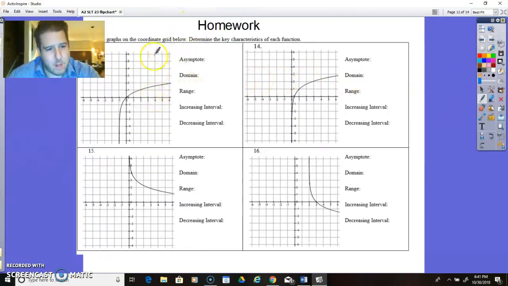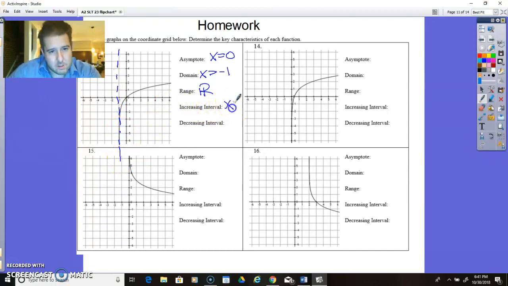Alright, so another homework here, and this may or may not be the same homework that you had. So the asymptote here would be x equals 0. The domain would be everything to the right of -1, so x can be anything greater than -1. Its range can be everything because it's going up and down infinitely. Now, I know that this is a logarithmic function because it has a vertical asymptote. It's always increasing, so anytime it's greater than -1, it's never decreasing.